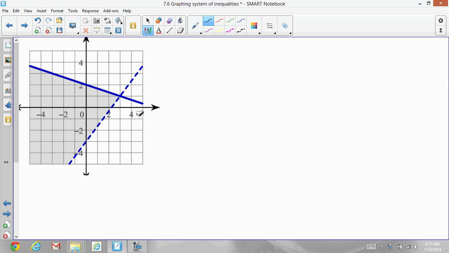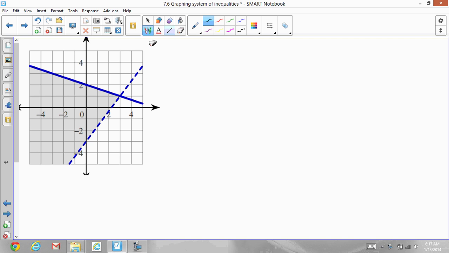Open your notebook to today's date and look at the attachment that was taped to your notebook for 7.6 graphing system of inequalities. Look at this example when you're working on the 7.6 worksheet tonight for the homework. So the first thing you have to do is understand that there are two lines. The first one is a solid line, the second one is a broken line.